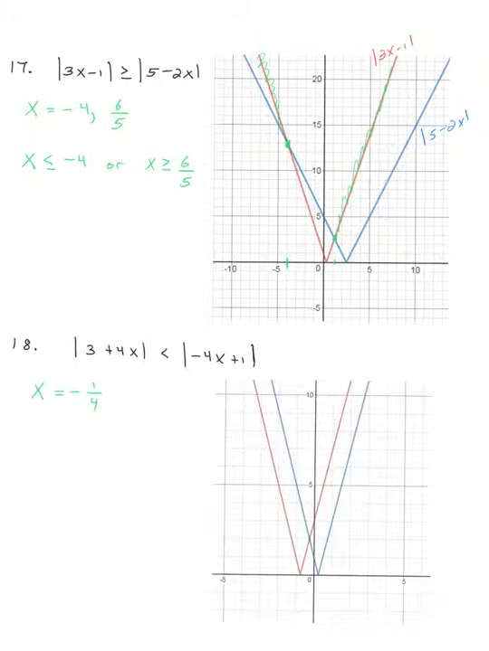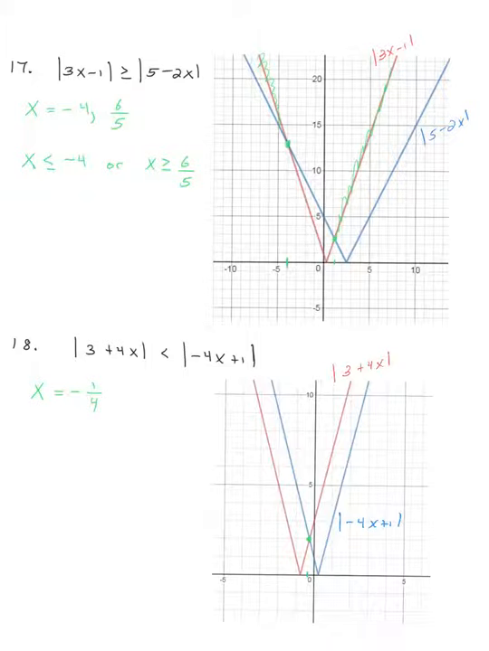For 18, we're going to use problem number 10, where we got that there was only one solution, negative 1/4. And that appears to be the case, that there is in fact only one solution. So that is nice in the fact that the answer is either going to be greater than or less than this number. So correctly labeling the graphs is going to be important. The blue graph appears to be the absolute value of negative 4x plus 1, and the red graph is the absolute value of 3 plus 4x.